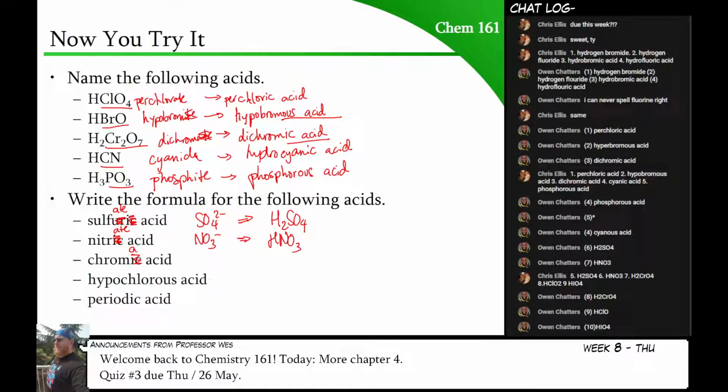Chromic acid becomes chromate. So chromate is that. There you go. Hypochlorous acid becomes hypochlorite, which is that. There you go. Now, this looks like periodic, but it's actually periodic, which becomes periodate, which is that, which would be this.